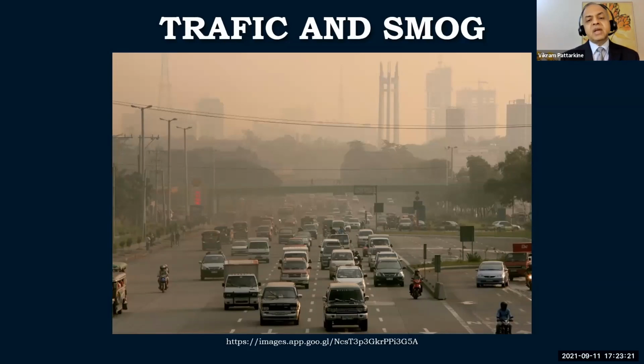Even in some of the larger Indian cities, it used to happen in London as well as Los Angeles. But then because of policies for cleaning up the air and making sure the vehicles are clean, the air pollution laws in California are some of the toughest all over the world.